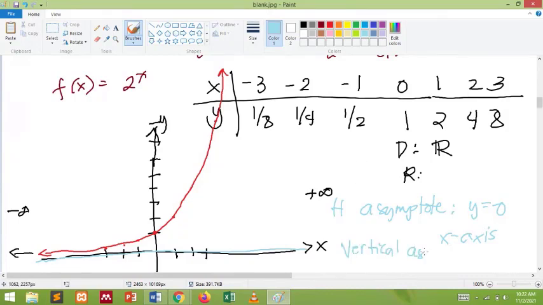Unlike sa rational functions, pwede mo siyang isolve. But for this one, as you can see, the domain itself is -infinity to +infinity. So, mag-i-intersect siya sa kahit anong spot ng x, right? So, meaning, you do not have a vertical asymptote for this type of exponential function.